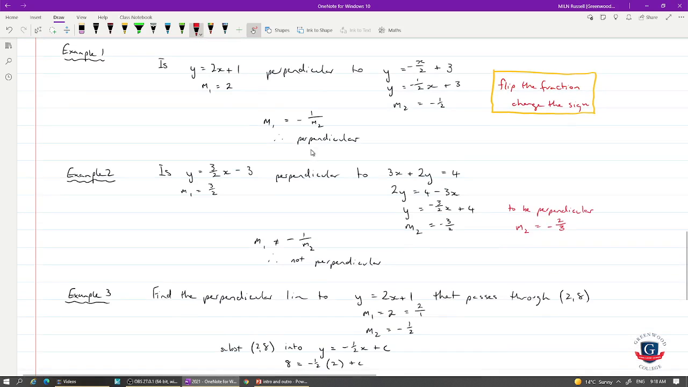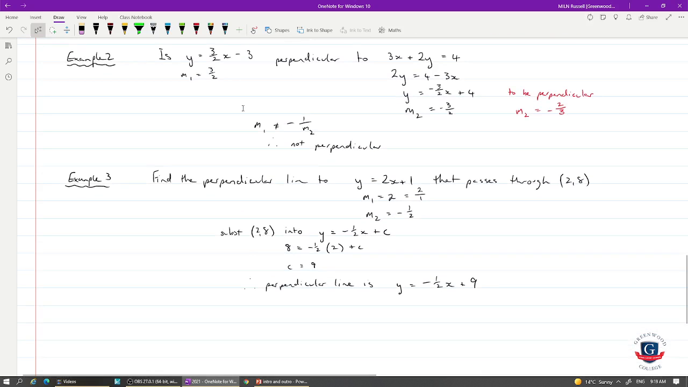So if we were trying to find out if y equals 2x plus 1 was perpendicular to this line over here, we would get the gradient of the first line, it's 2. We would get the gradient of the second line, it's negative a half. We'd look at the first one, we'd take the reciprocal of it, so 2 is equal to 2 over 1. To take the reciprocal of something, turn it upside down, that would give us a half. Change the sign of it, that would be negative a half. Are they both the same? Yes, they are. These two lines are perpendicular.